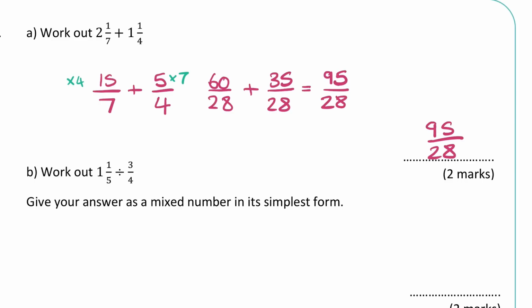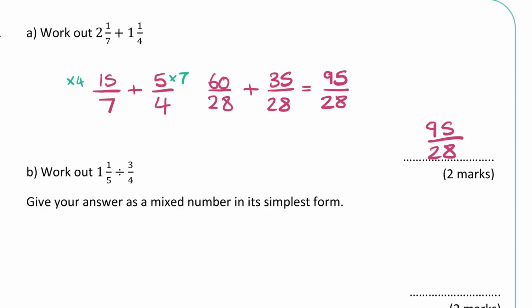If you do convert it, you're not going to lose marks for that, but it's just a little bit of a waste of time if it doesn't ask for your answer to be written as a mixed number. I think 28 fits into 95 around 3 times. That would go up to 86, and then we would have a remainder.